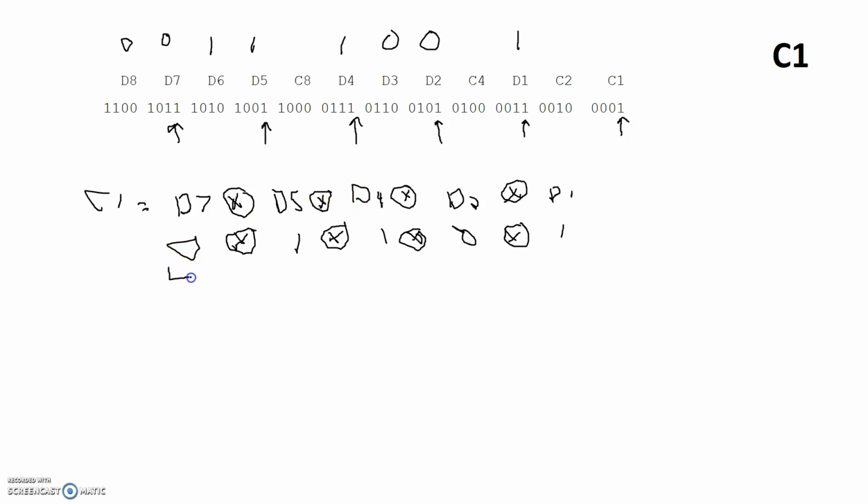So if I figure out 0 exclusive OR 1, well, remember the idea in exclusive OR, they have to be different in order for it to be true. 0 and 1 are different, so that is a 1. So the result of this is 1. So now we'll do the 1 exclusive OR 1. Well, they're not different, so this is 0.